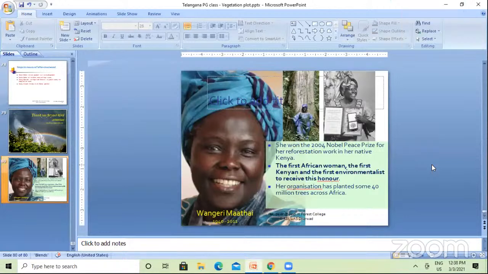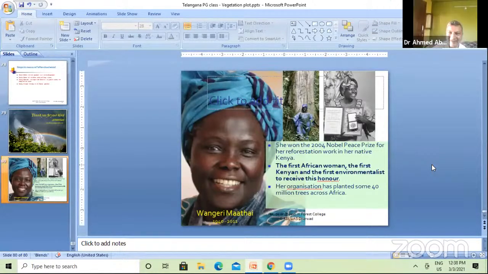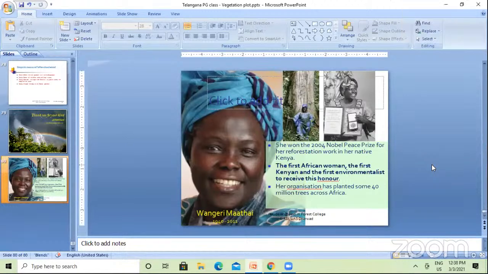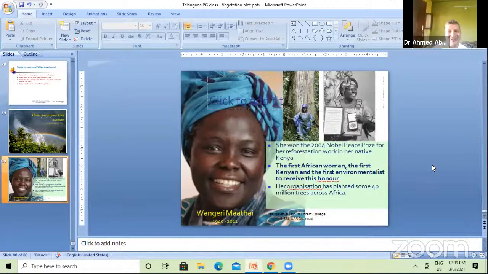I request Ravikant sir, can you start sharing the screen? Dr. Ahmed, I also invite students to Sirsi for first-hand information about how the 1 hectare permanent plots actually look. So you can visit sometime and have a little fun. Thank you very much. Thank you so much, sir. Have a nice day, and thank you.